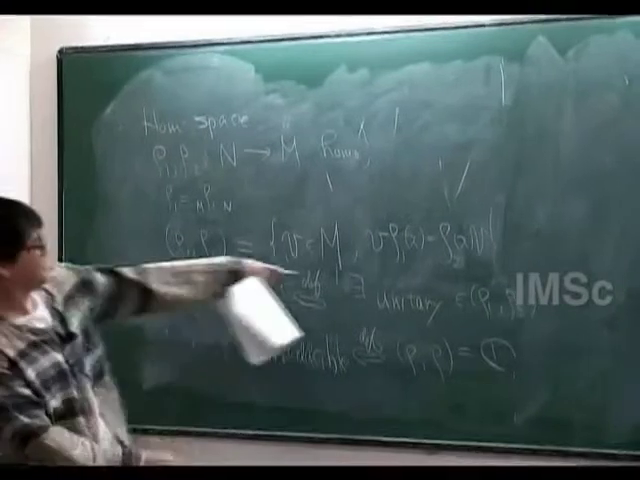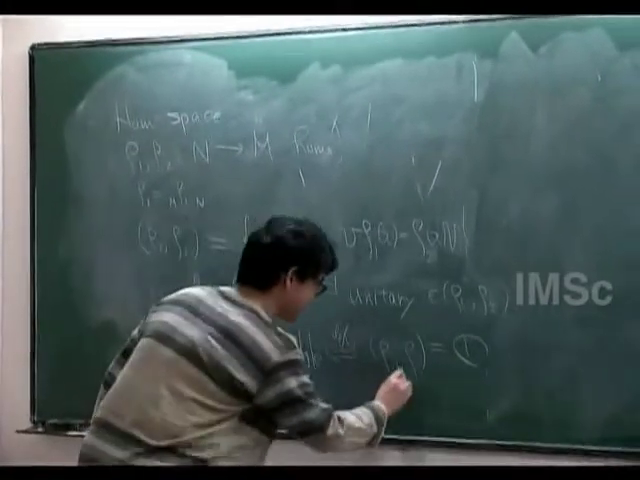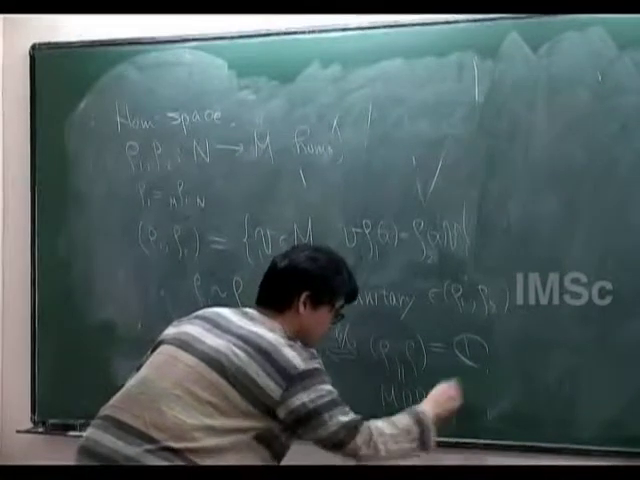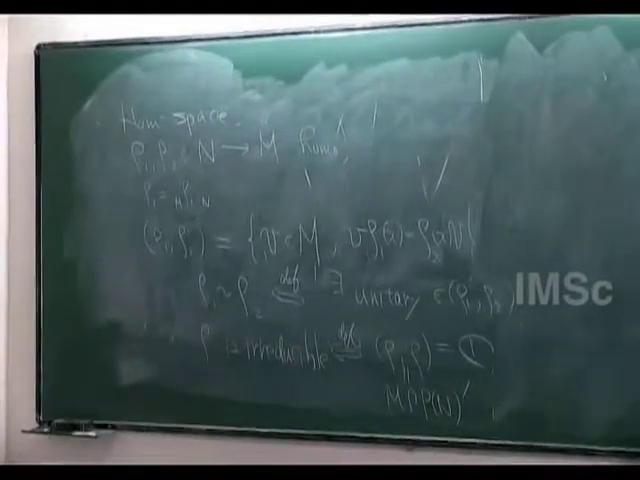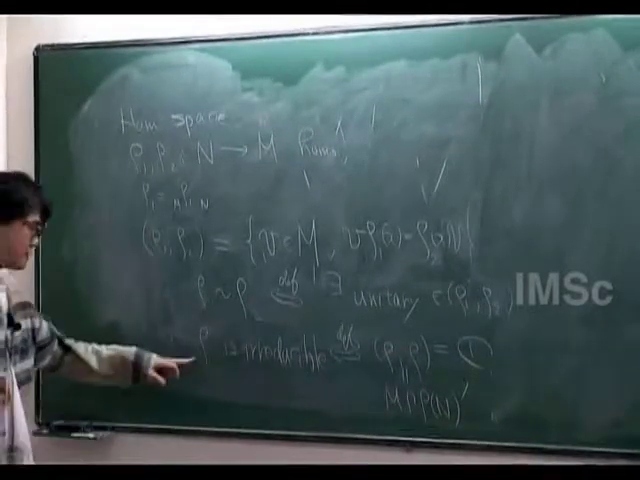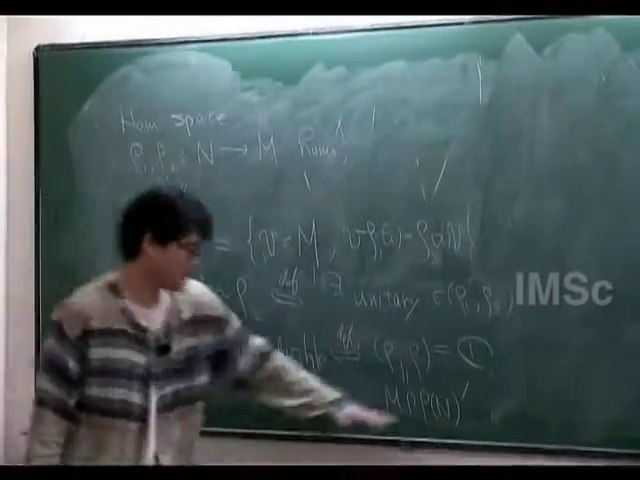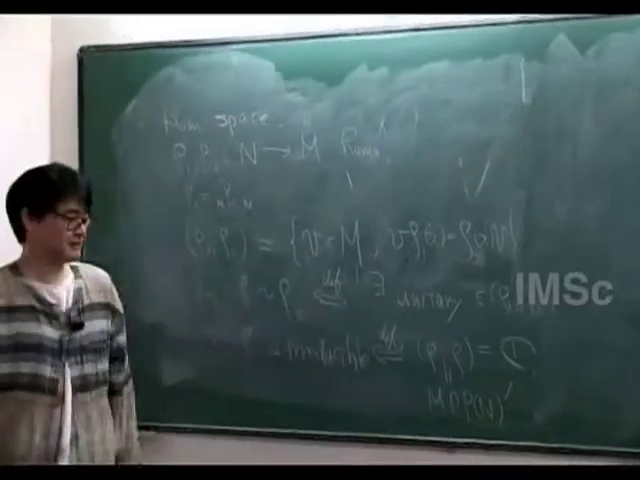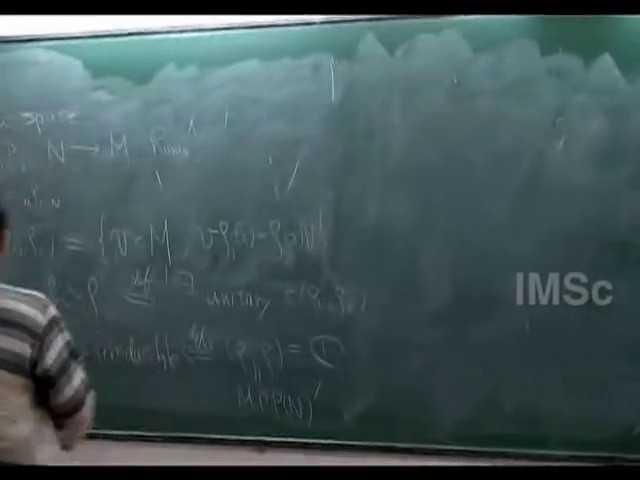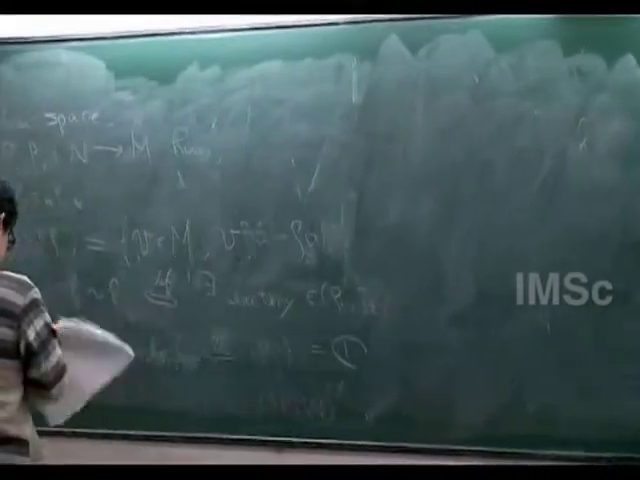But if you look at this definition, this is nothing but a relative commutant. So rho being irreducible means that the image is an irreducible subfactor. Right, this is the home space.